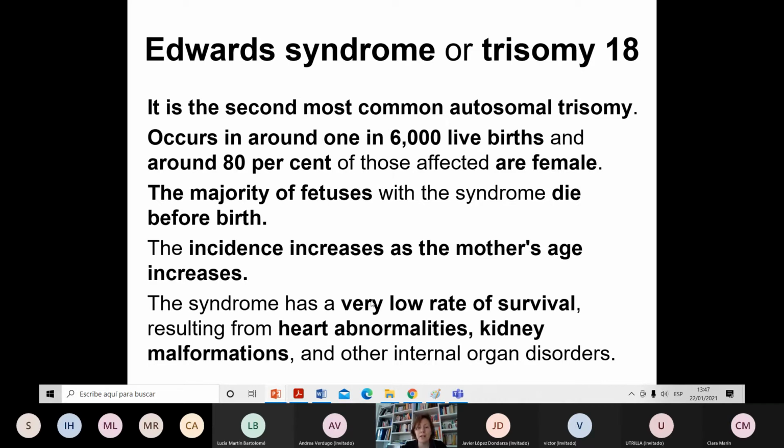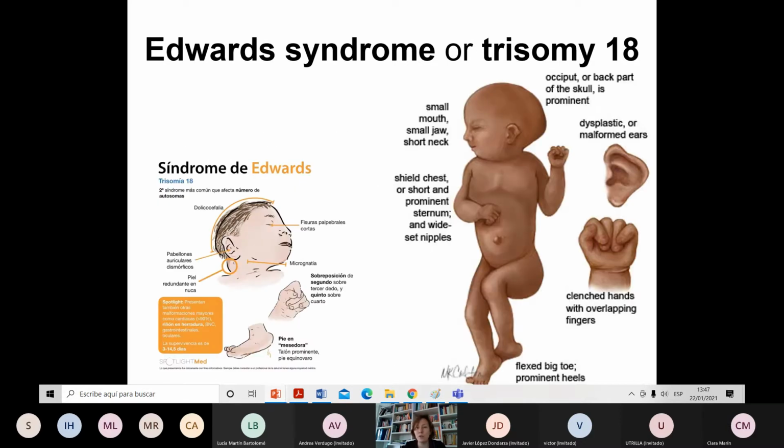Again, a very low rate of survival, and they have a lot of heart abnormalities like Patau syndrome, but they also have kidney malformations and other internal organ disorders. So again, they are going to die very soon.